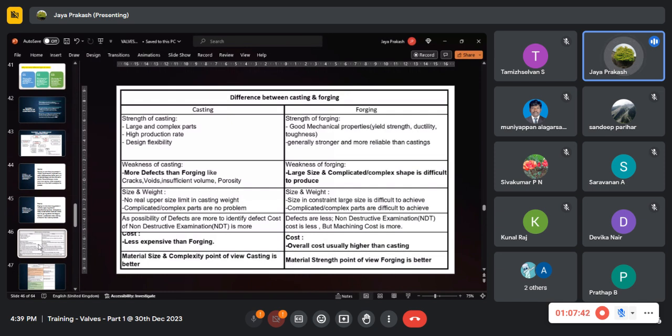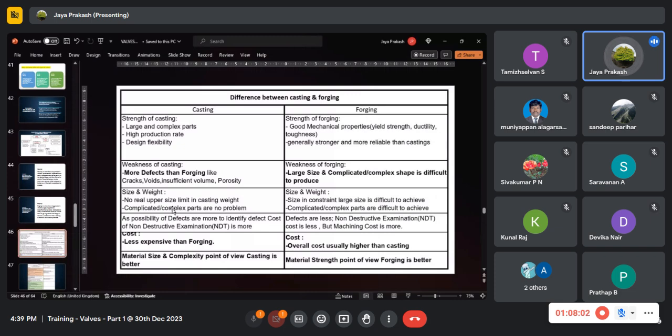Design flexibility means you can make the mold as per your requirement. In forging, you are very limited. You cannot make complex designs, but the strength is more in forging. Good mechanical properties: yield strength, ductility, toughness. Forgings are generally stronger and more reliable than castings.